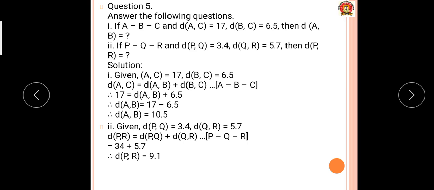point A and B. Now in the second question, if you are observing P-Q-R, it means that this point Q is in between P and R. Okay, so PQ is 3.4, QR is 5.7. So we have to find PR. Distance of P comma R is equal to distance of PQ plus distance of QR. And after calculating it, you will get the distance of P comma R is equal to 9.1. Listen, when a question is given like this, it means the one-to-one correspondence of the 3 points is given. One-to-one correspondence means what? Which point is in the middle? It is already given. Then we have to write only the one condition.